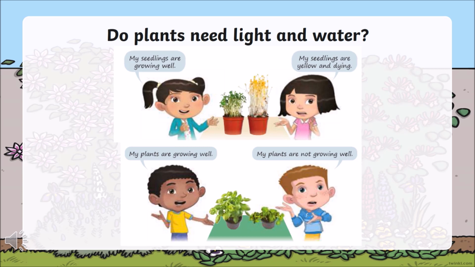The boys at the bottom. The boy on the left, he says, my plants are growing well. And the boy on the right says, my plants are not growing well. His plants look like they're all wilted. Let's have a look at these experiments and discuss some more.